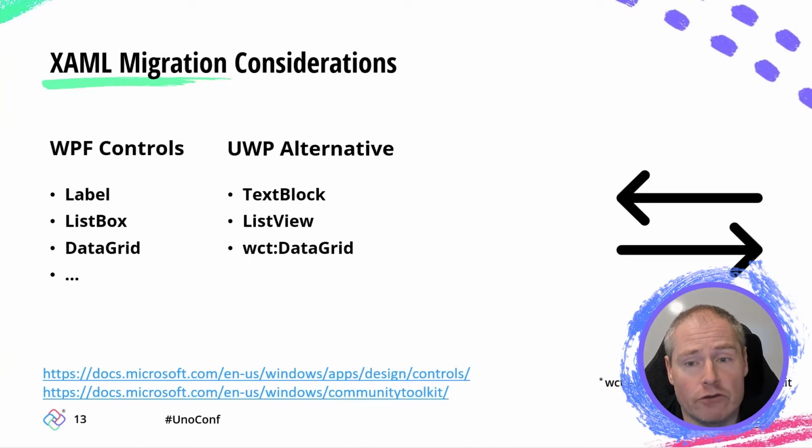Of course, there are differences in the controls that are available out of the box. For example, WPF has a Label control. That isn't available in UWP, but TextBlock is. Also, many controls have built-in header properties that you can leverage instead of Label anyway. Things like ListBox have been deprecated. It is available in UWP, but ListView is now preferred.